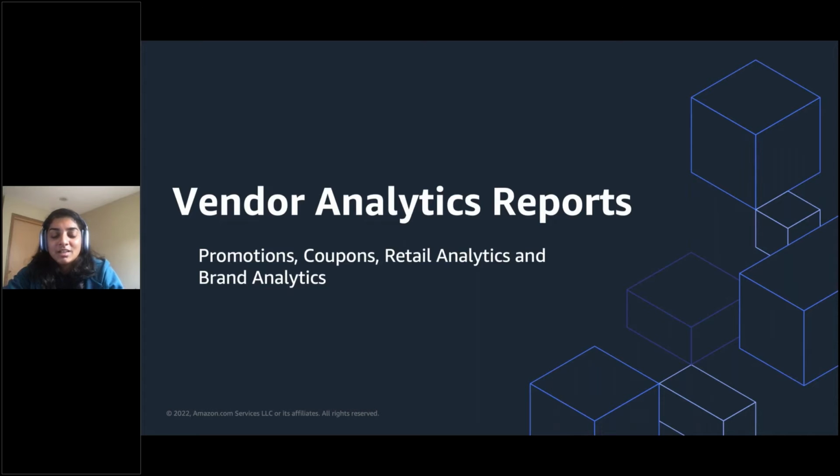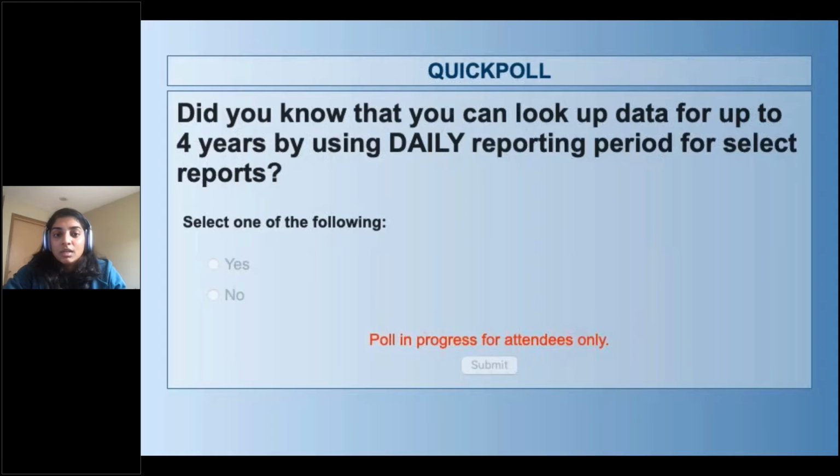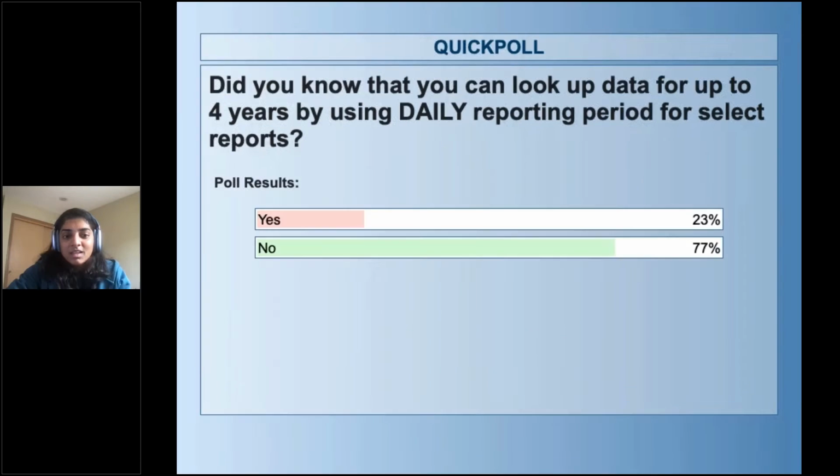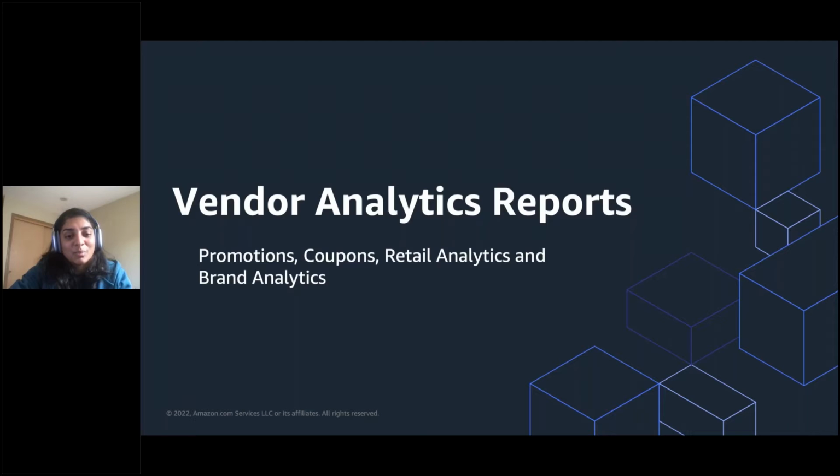Okay, so for all the data gurus on the call, I'm sure you've been waiting for this segment, but before we get into it, let's get back to polling. And I want to hear from you all if you knew this about reports already. Did you know that you can look up data for up to 4 years using the daily reporting period for select reports? Yeah, that's not surprising because this solution is only available via APIs, and we will talk more about it in the upcoming slides. But yeah, thanks everyone for your participation.